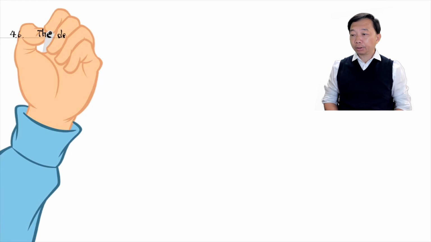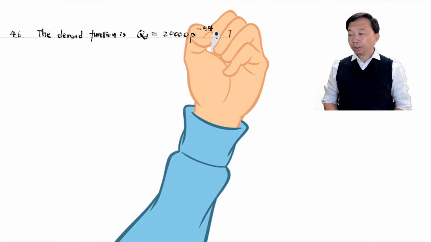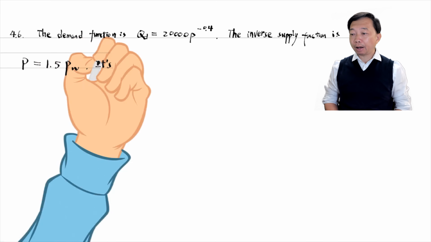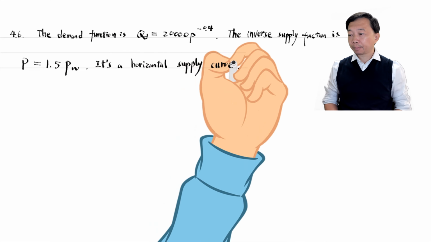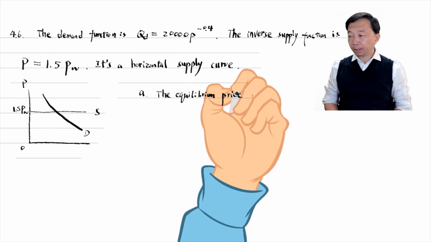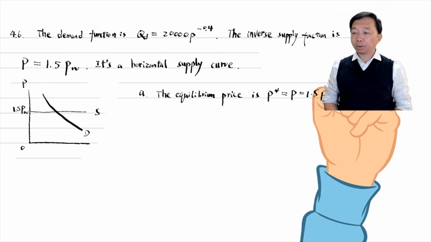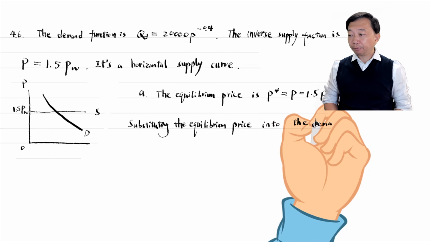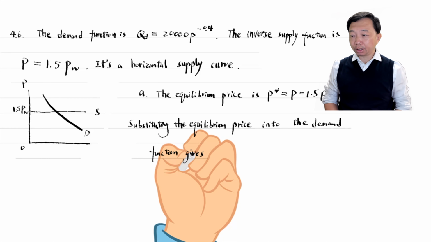The demand function is as follows. The demand curve is downward sloping. The inverse supply curve is P equals 1.5 times PW. It is a horizontal supply curve. So the equilibrium price P star equals 1.5 times PW. Substituting the equilibrium price into the demand function gives the equilibrium quantity Q star.